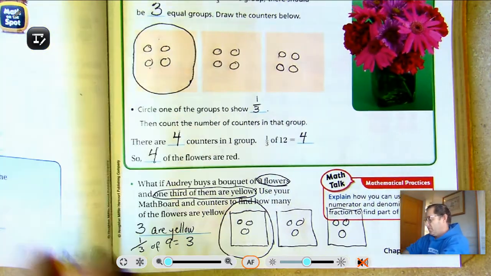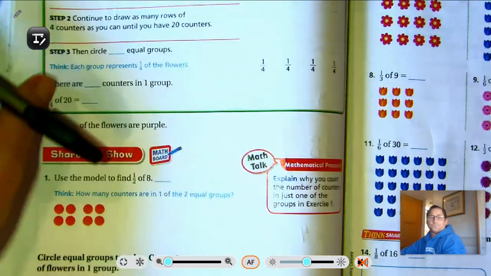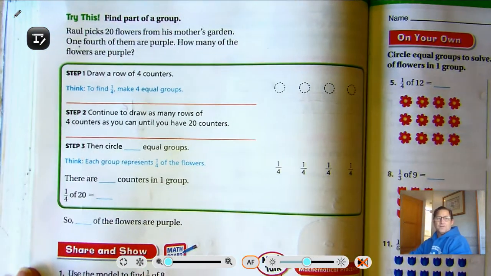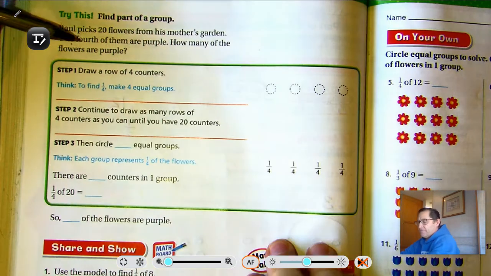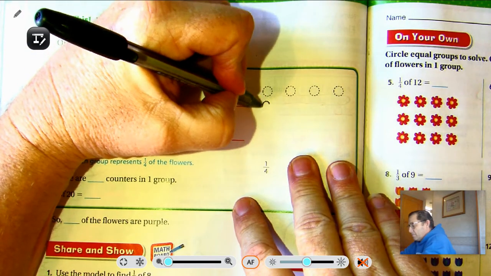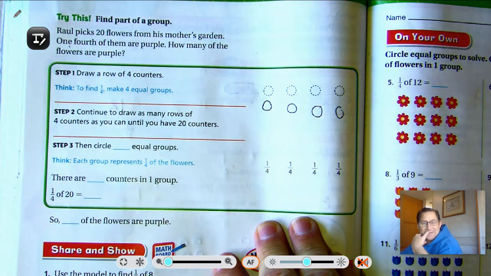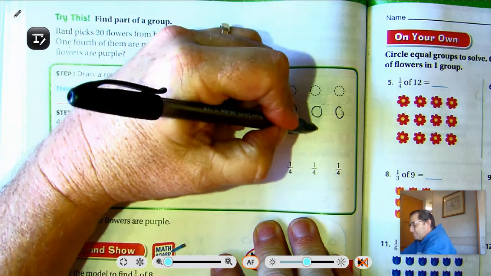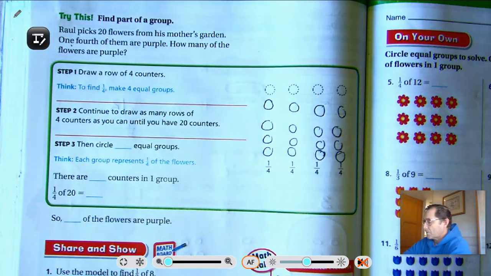Okay. So let's move on to page 352. All right, let's try this. Raul picks 20 flowers from his mother's garden. 1/4 of those 20 flowers are purple. How many of the flowers are purple? So draw a row of four counters. Why are we doing that? Because there's going to be four groups. All right, so we're going to keep adding rows of four until we get to 20. So that's 8, 12, 16, 20.